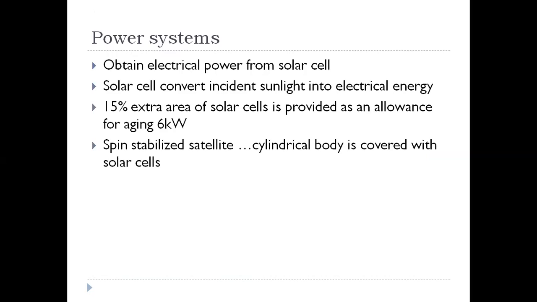Power system. All communication satellites obtain their electrical power from solar cells, which convert incident sunlight into electrical energy. Some deep space planetary research satellites have used a thermonuclear generator to supply the electrical power. But because of the danger to people on Earth if the launch should fail, the nuclear fuel might be spread over an inhabited area. Communication satellites have not used nuclear generators.